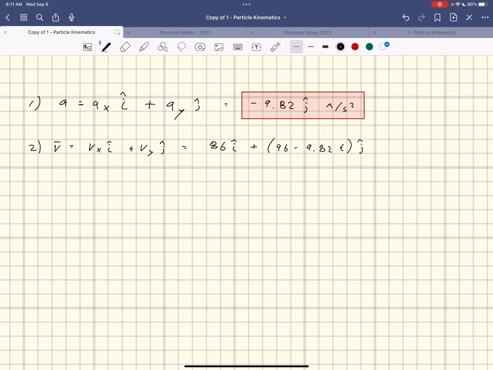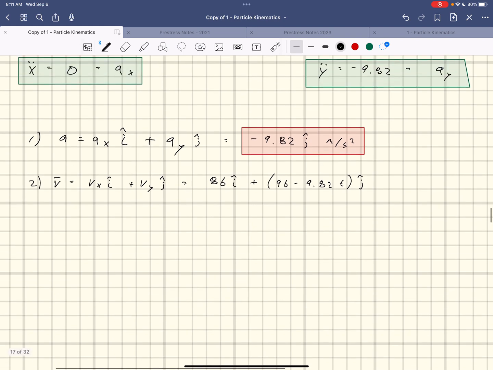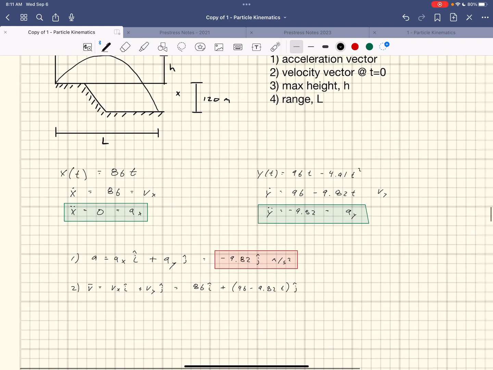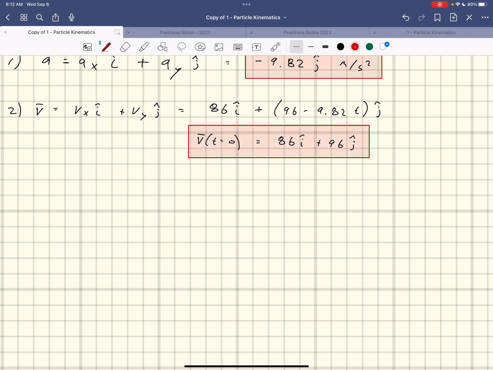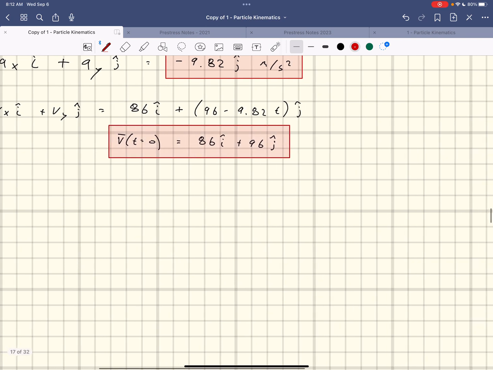86 in the i, right? But the problem statement says, what is that at t equal to 0? So then you substitute t equal to 0. Everywhere there's a t, you put that in, so that's just going to be 86 in the i plus 96 in the j. Oh, I left my units off. I should put my units in the answer, meters per second.